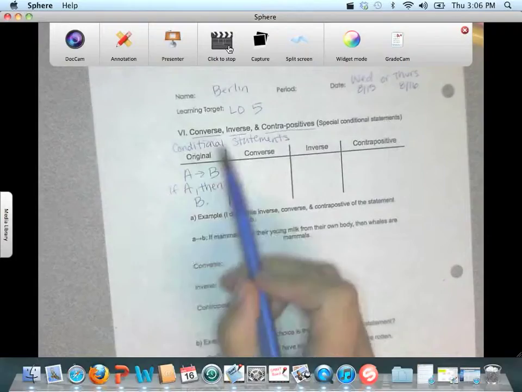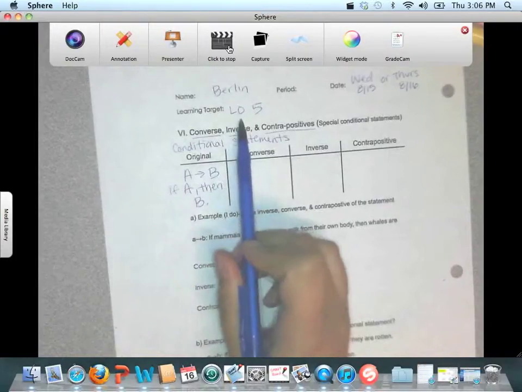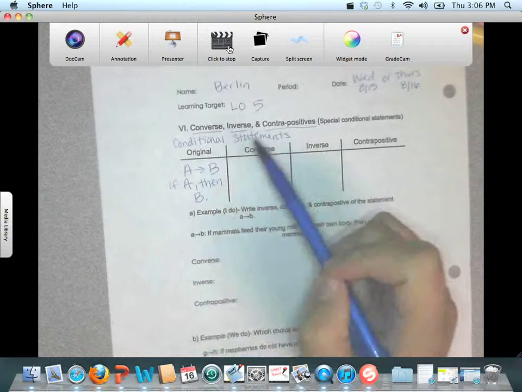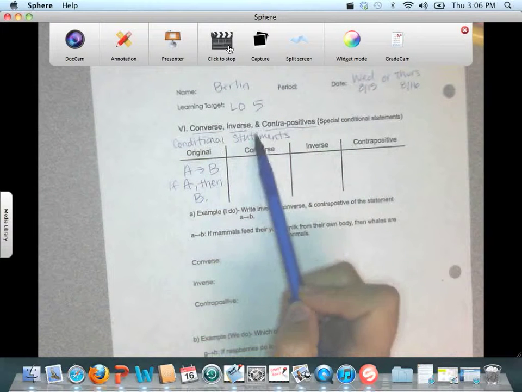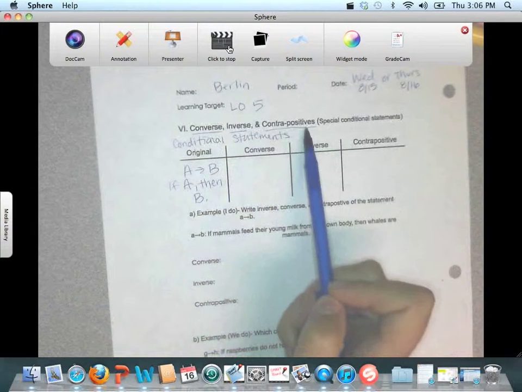This lecture is all about LO5, which includes the converse, the inverse, and contrapositives.